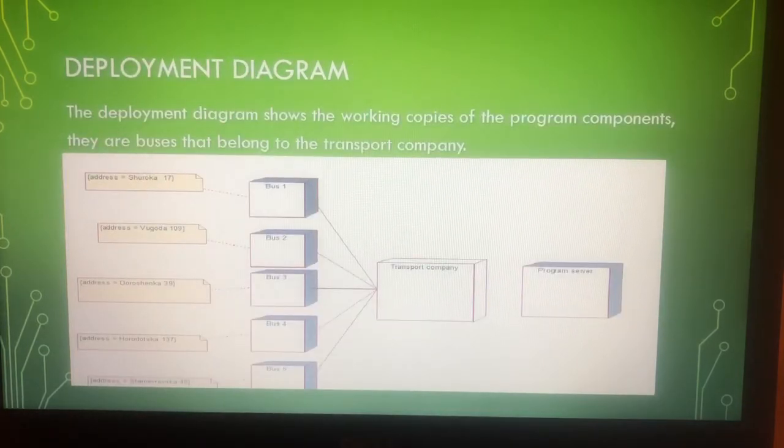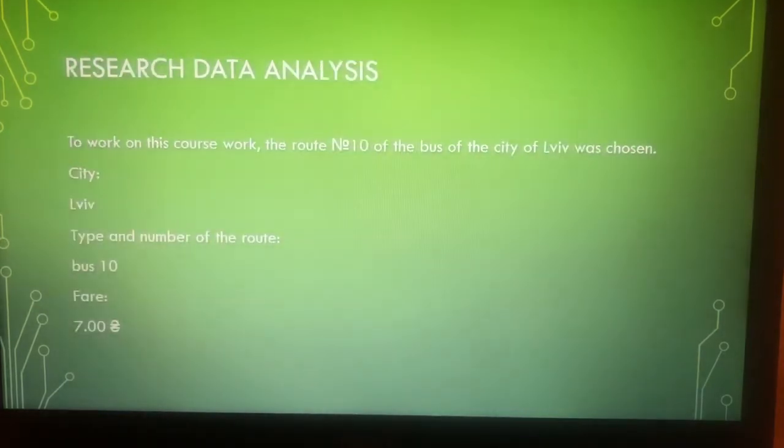And the last diagram is the deployment diagram. The deployment diagram shows the working copies of the program components. They are buses that belong to the transport company. And there is a picture with this deployment diagram.